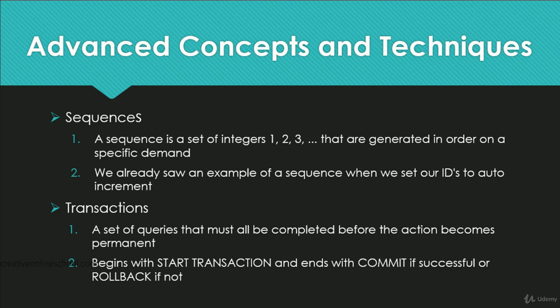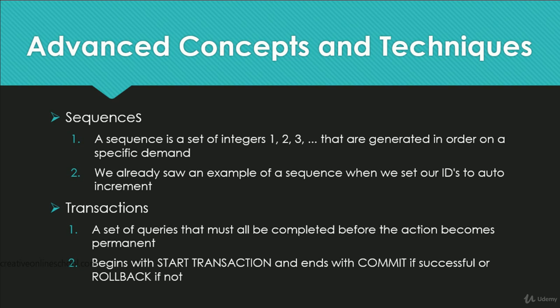A transaction is a set of queries that must all be completed before the action becomes permanent. One of the things that transactions are necessary for is things like auto-incrementing. The correct ID has to be determined, and then the insert has to happen, and we need to make sure that nothing happens in between, and so we can use a transaction. Transactions begin with the start transaction command, and end with commit if the transaction was successful, or rollback if not. It will undo everything that happened within the transaction.